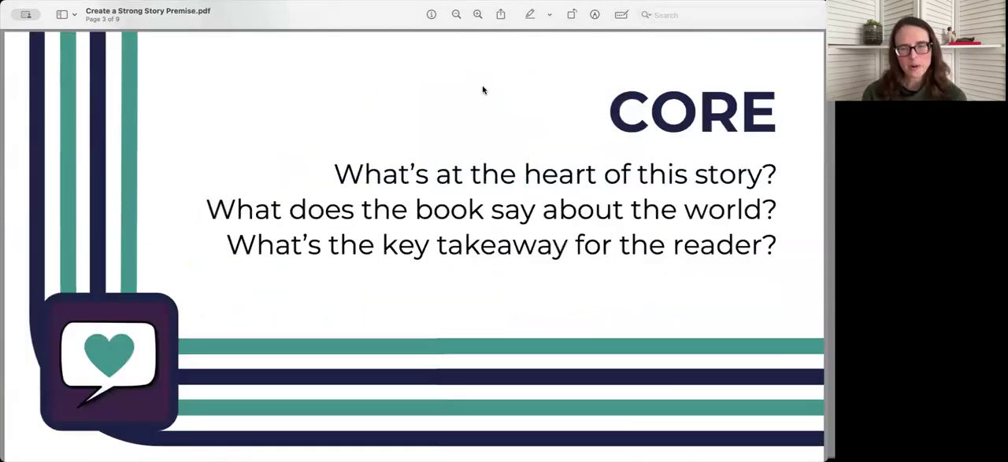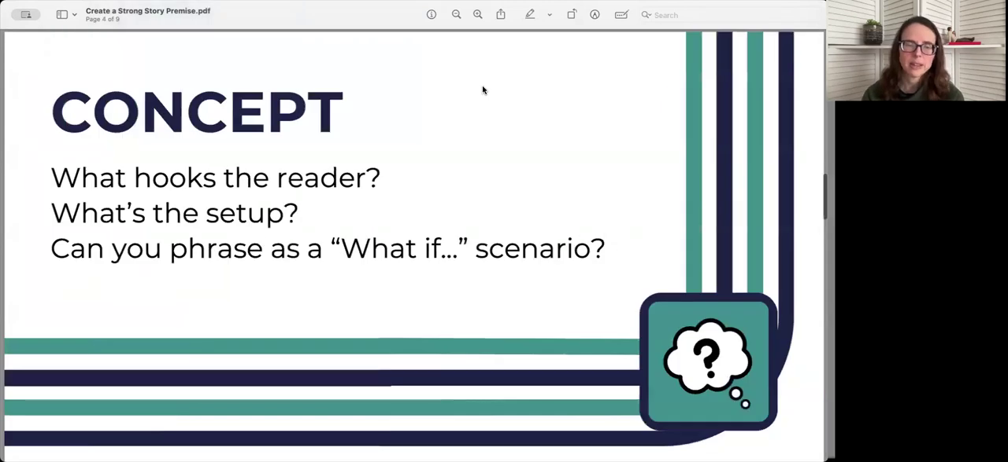So let's talk about the core. The core is what is at the heart of the story. It's the core message that you're sharing with the reader. What does the book say about the world, or at least your understanding of it? And what is the key takeaway for the reader? All of these questions are approaching the core from different angles and perspectives, but they're really getting to the same heart of the matter here. The core is the heart of the story.